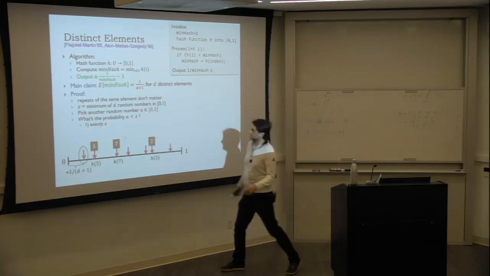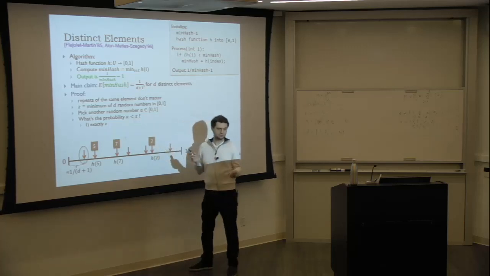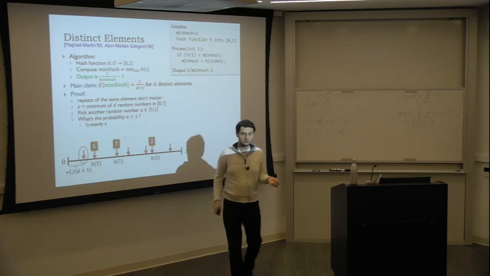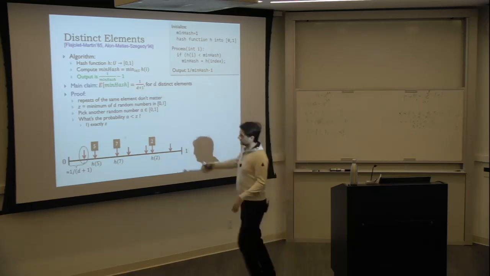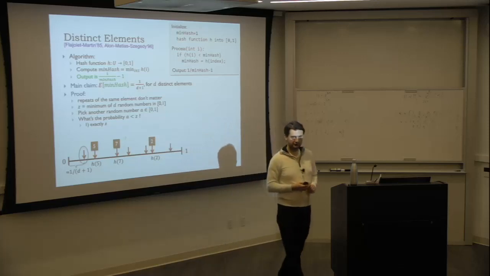Okay, so what is z? Z is the minimum of d numbers. A is yet another random number. What is the probability that a is less than z? Sorry? Well, I mean, this is one way to compute. I want a different way to compute it, just to connect it to something else.